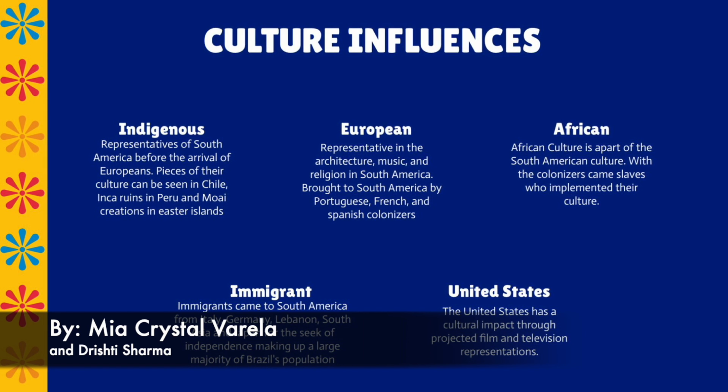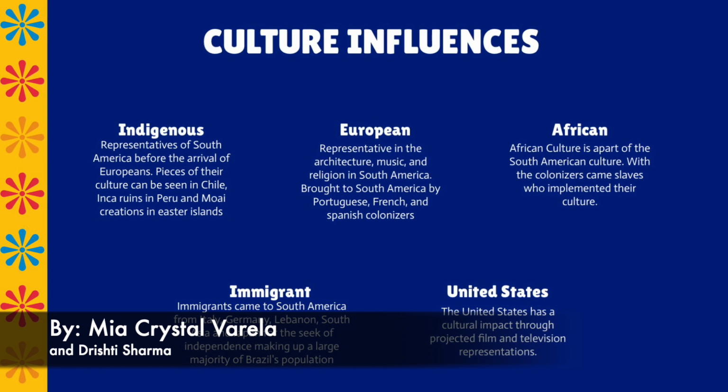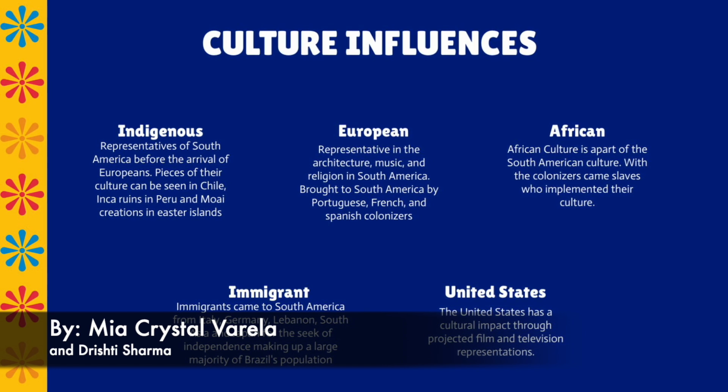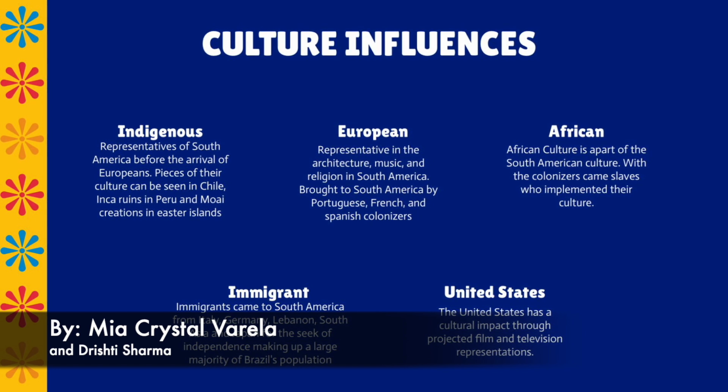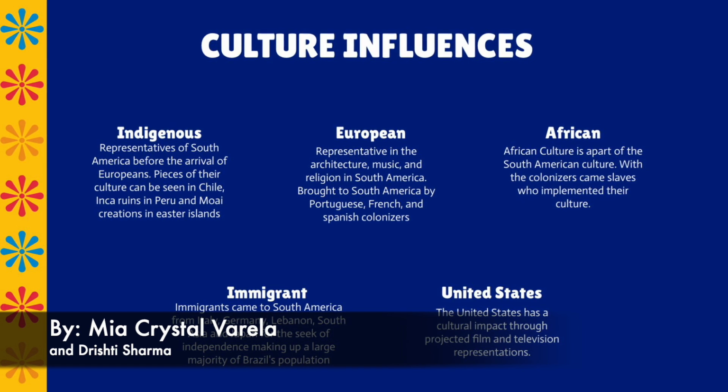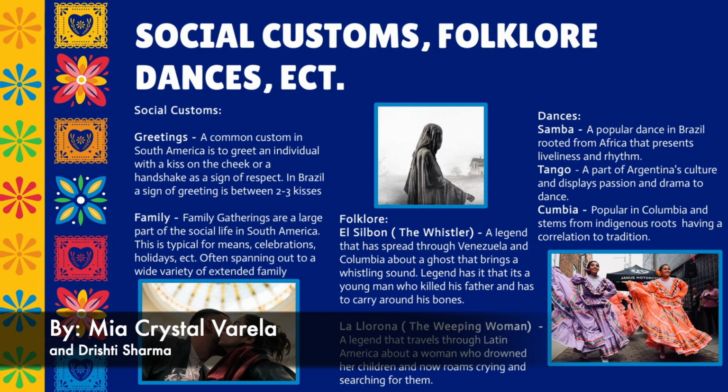The Europeans are represented through agriculture, music, and other aspects of South America brought by the Portuguese, French, and Spanish colonizers. You also have Africa, whose people were brought by colonizers as slaves and implemented their culture, and immigrants who came from Italy, Germany, Lebanon, South Asia, and Japan, who helped make up Brazil, and the United States, which has projected itself through television and other media. Cover social customs, folklore, and dances.